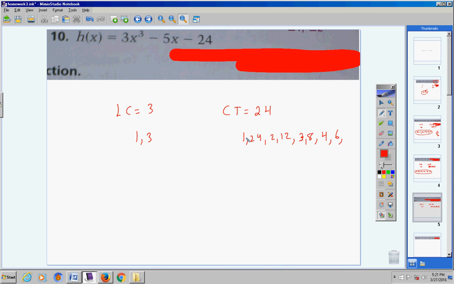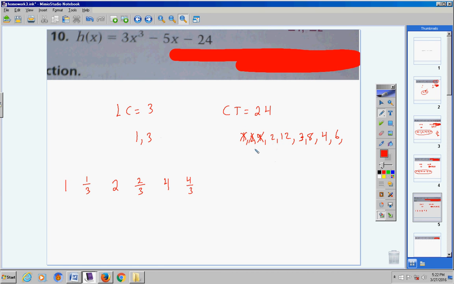So now, take your first number, put 1 over 1, and put 1 over 3. 1 over 1 is 1. 1 over 3 is 1/3. Now take your 2. 2 over 1 and 2 over 3. 2 over 1 is 2, and 2 over 3 is 2/3. Now take your 4. 4 over 1 and 4 over 3. 4 over 1 is 4, and 4 over 3 is 4/3. Now move on to your 2. 2 over 1 and 2 over 3.